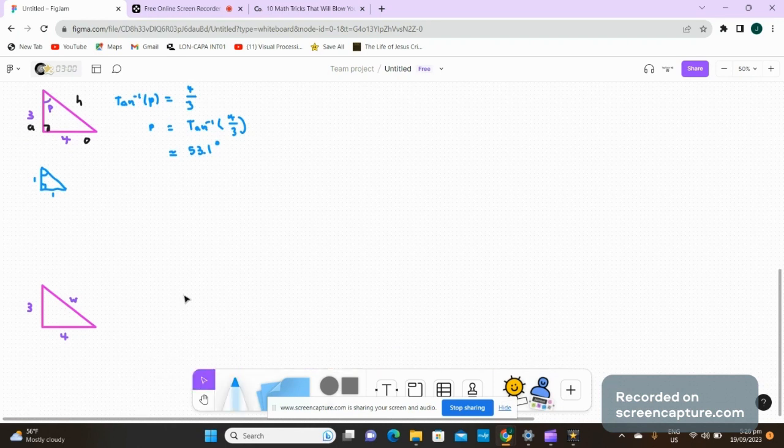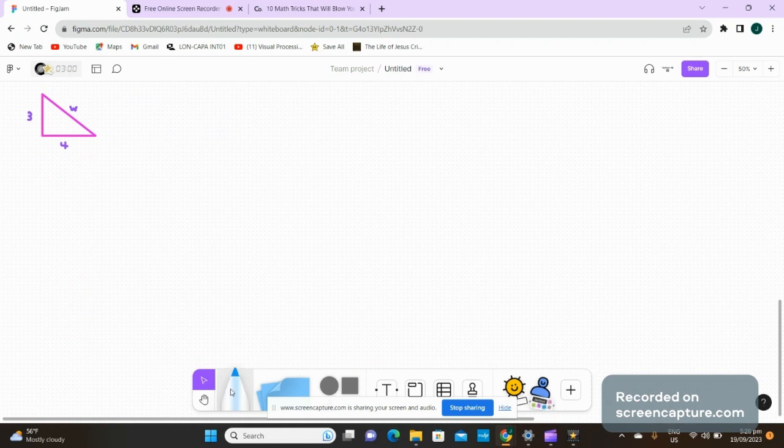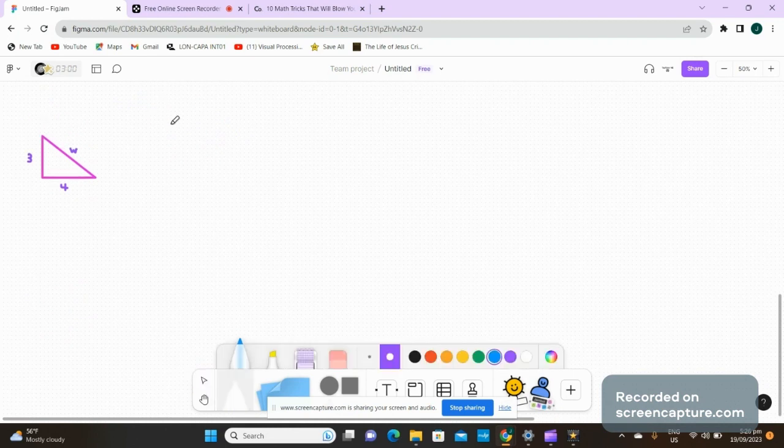Oh, wrong thing. There we go. Okay, so last one. This one we're not going to be using SOH CAH TOA this time. We're going to be using a different equation. If you can think of that equation right now, try to think of it. It is actually a squared plus b squared equals c squared. So I'll write that here. A squared plus b squared equals c squared. This is a pretty awesome equation. Basically, if we know two sides of a right angle triangle, we can find the third using this equation.